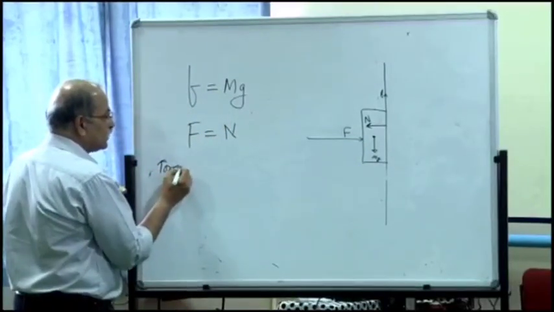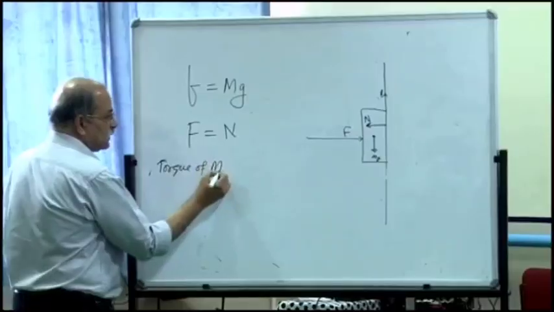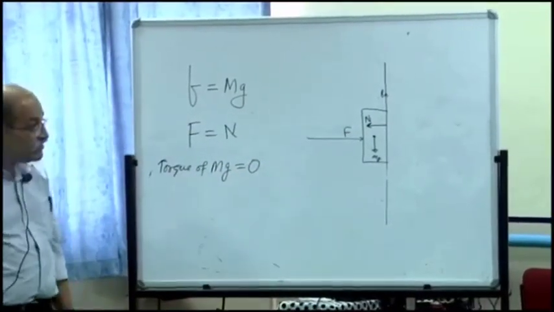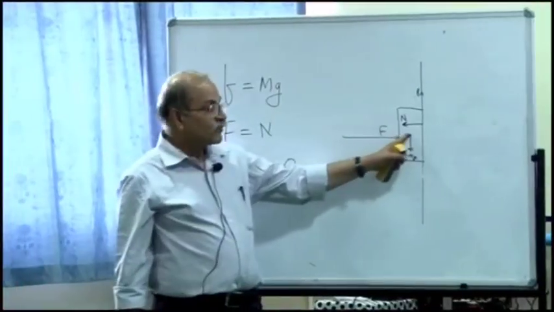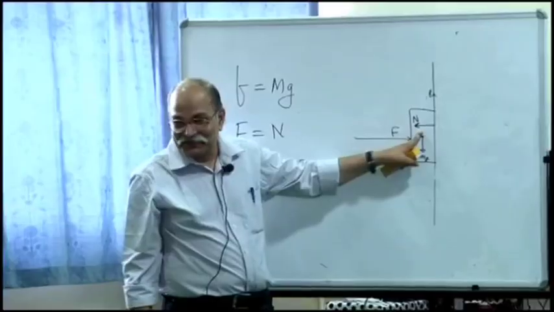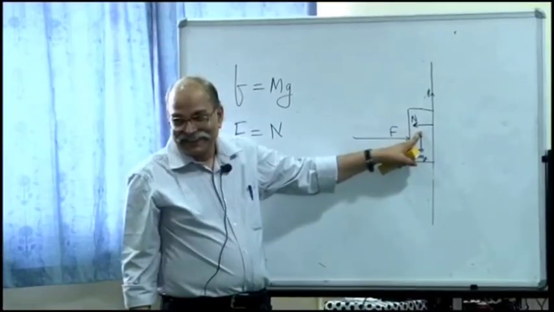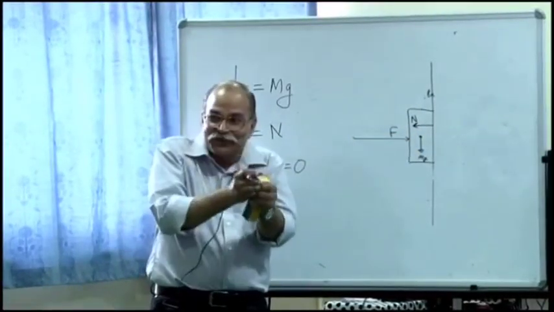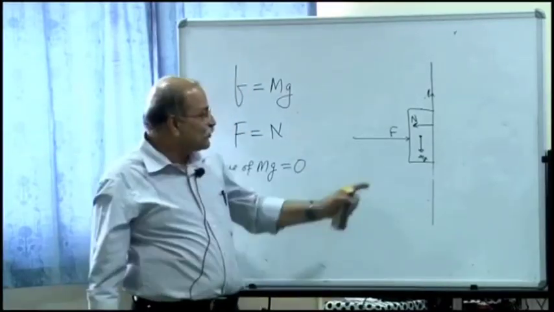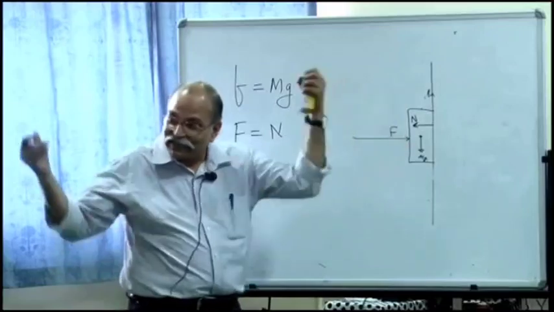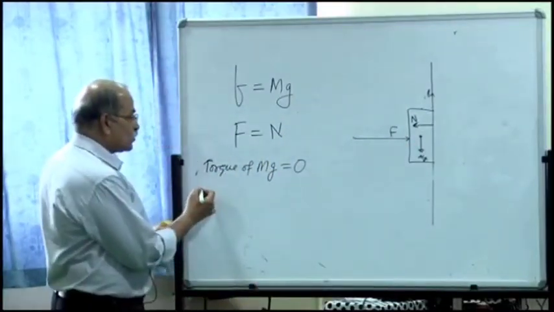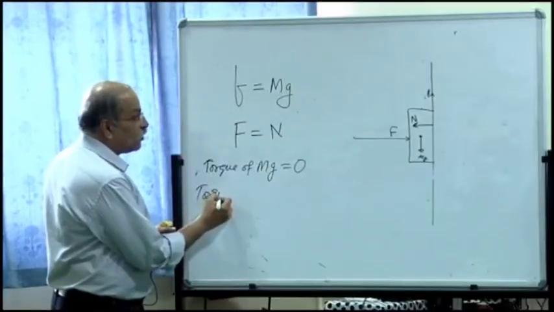Torque of mg equal to 0. Why? It's right at the origin. The r vector itself is 0. R vector is the vector from the origin to the point where the force is acting, and this force is right at the origin itself. So r vector is 0. So this is 0.